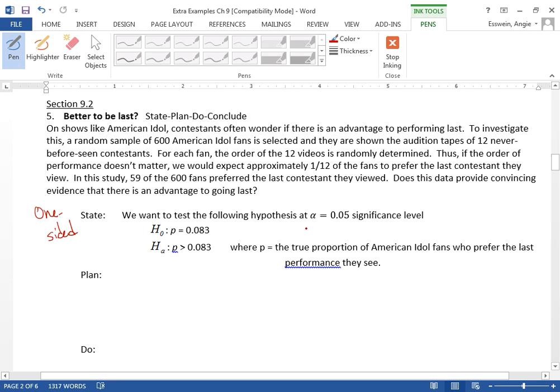And you have to say what P is. It's the true proportion of fans who prefer the last performer. You must define what P is. If you just write P equals, no one knows. Okay, so the state is done for you.